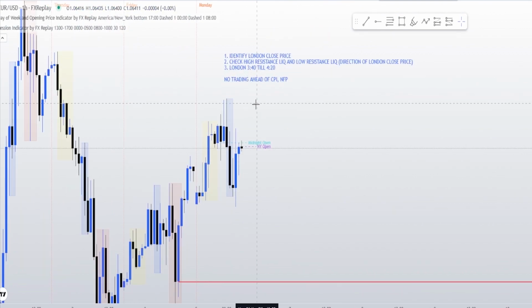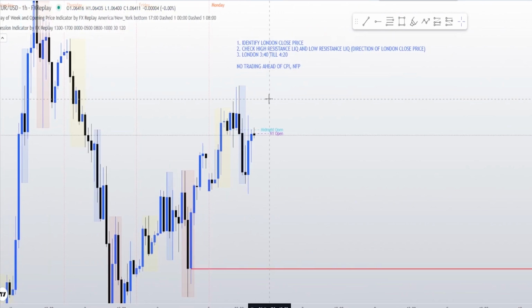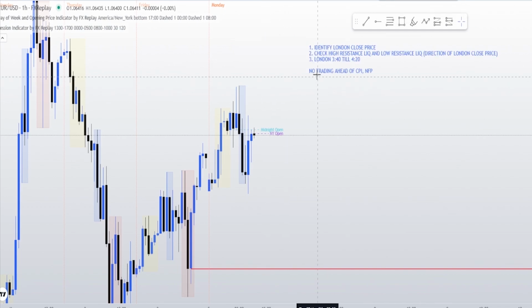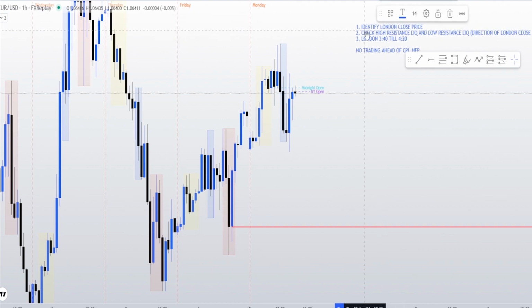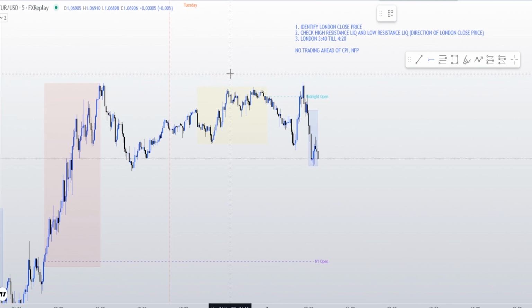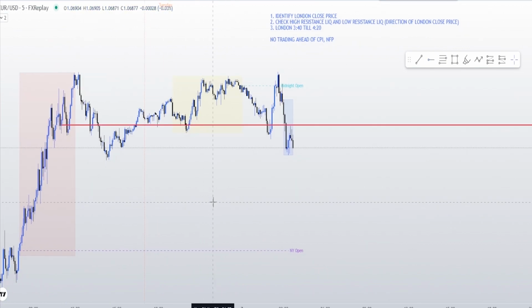Third thing is we're gonna only take a trade during London from 3:40 till 4:20 EST time. And the last thing is no trading ahead of CPI and NFP in New York. So let's go ahead and let me show you how this strategy works. The first thing we're gonna do is identify London close price, which is 11 right here.